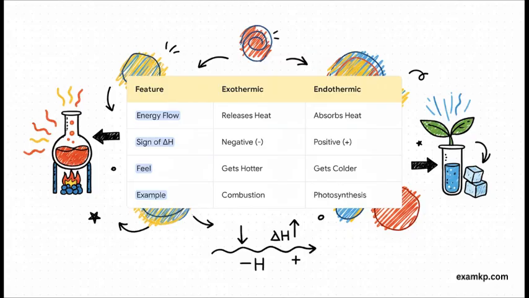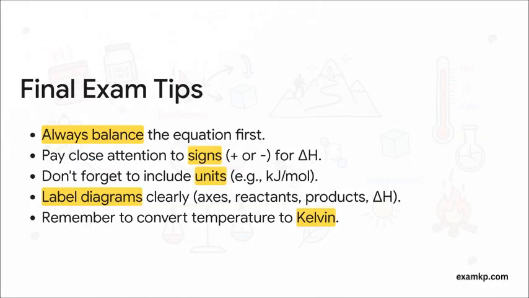Exothermic releases heat, has a negative delta H, and feels hotter. Endothermic, it's the total opposite on every single point. Absorbs heat, positive delta H, feels colder. And before we wrap this up, let me leave you with my top 5 tips. These are the little things that'll save you from losing easy marks.